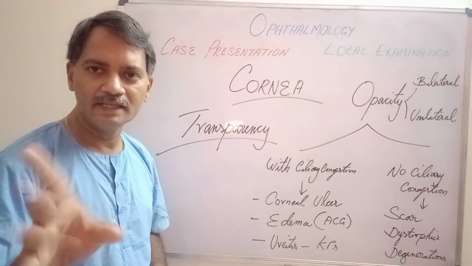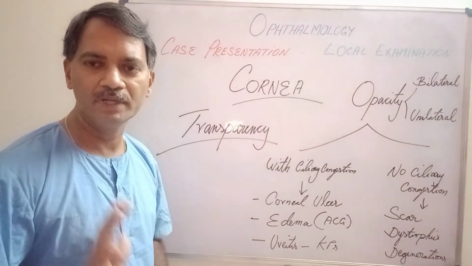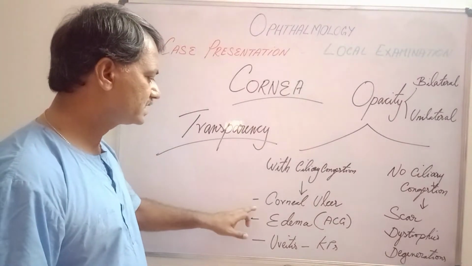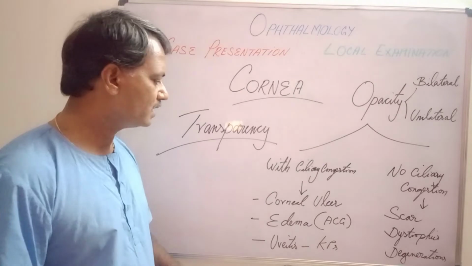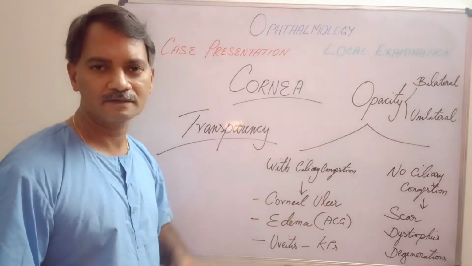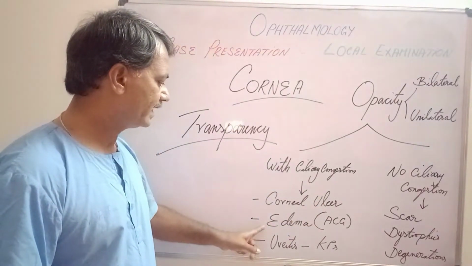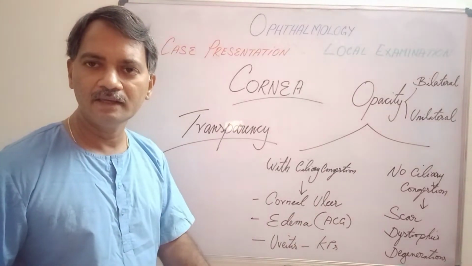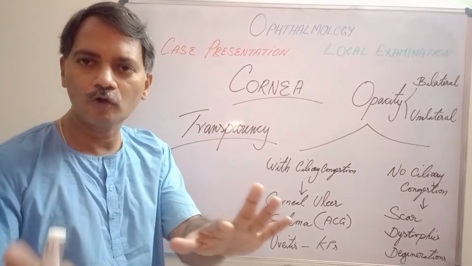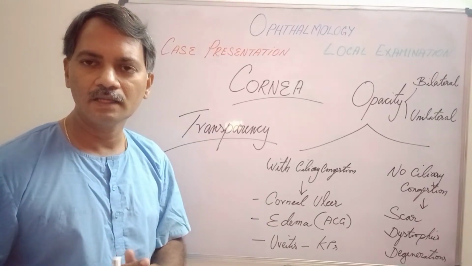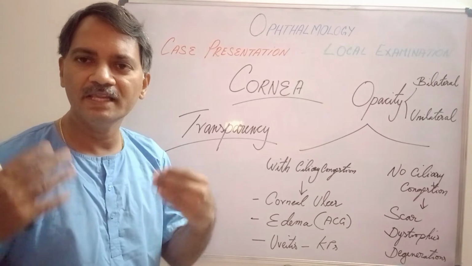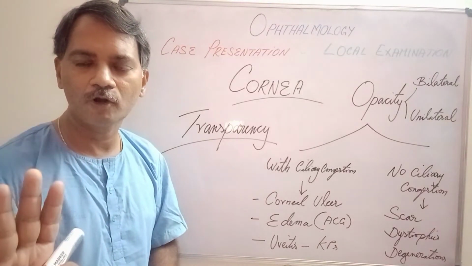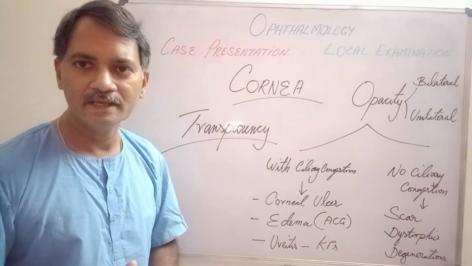If there is a ciliary congestion associated with a corneal opacity, then the diagnosis can be one of these things. One is a corneal ulcer. The second diagnosis is corneal edema caused by acute congestive glaucoma, a glaucoma having a very high intraocular pressure leading to corneal edema, or collection of water in the corneal layers.